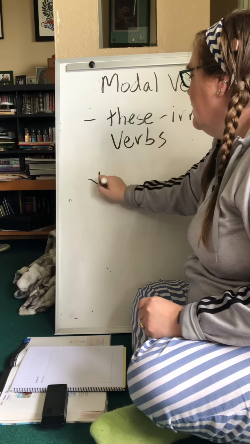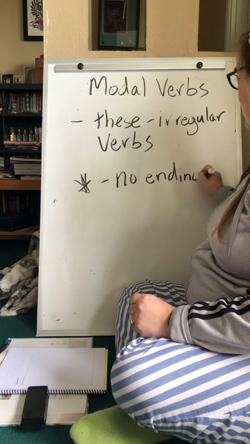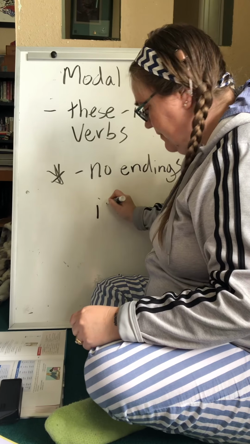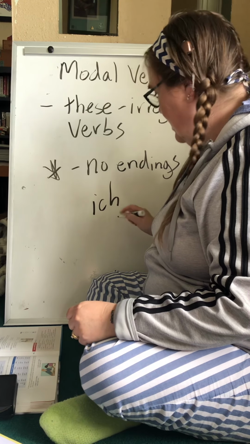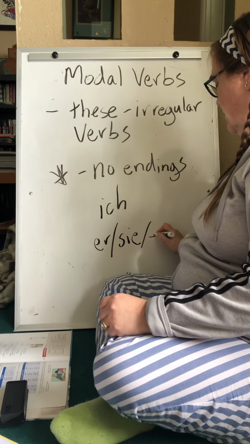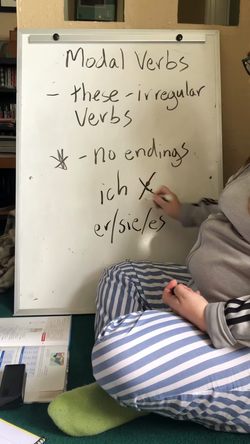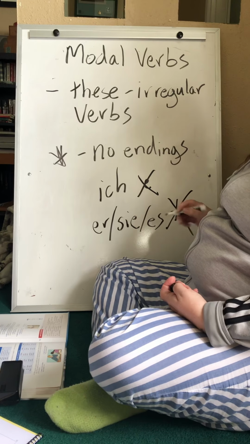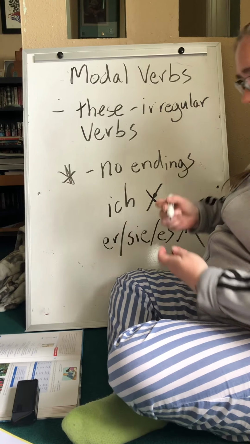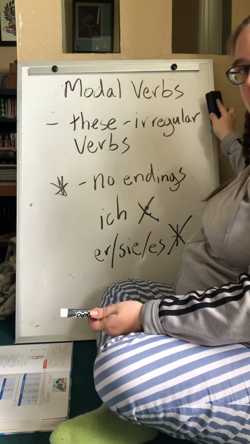And the thing to remember about them is there's no endings in the ich and the sie column. No endings at all. So there's no e and there's no t. There's just no endings. They completely just leave the endings out in the ich and the sie column. So first, let's learn what they mean. You got that? Okay.